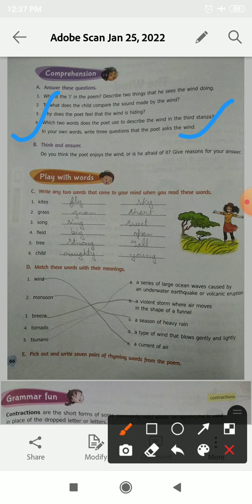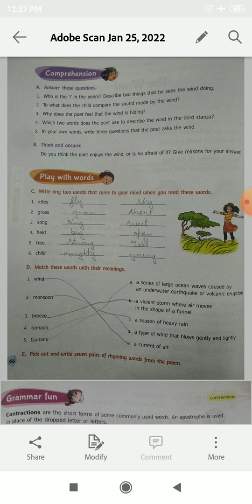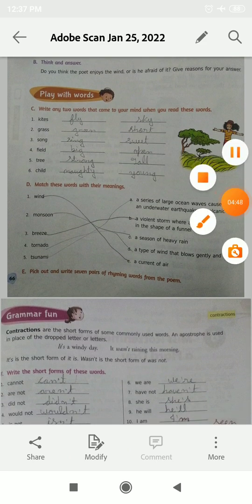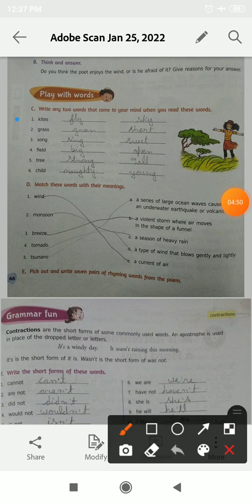Okay, students, now come to the next exercise, exercise C. Exercise C is: write any 2 words that come to your mind when you read these words. You have to write two words that come to your mind after reading the words that have been given to you.